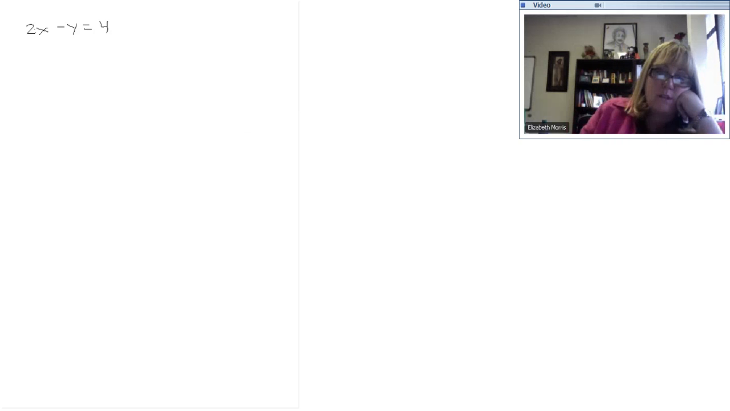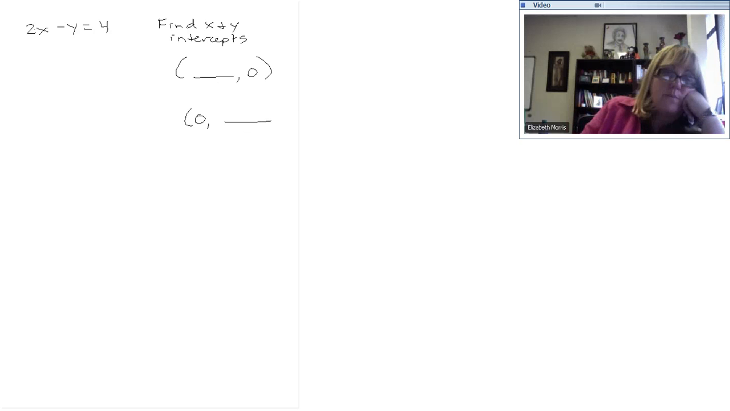All right, let's try one again. Let's do one more like that. If I gave you 2x minus y equals 4 and asked you to find the x and y intercepts, they are saying make y equal to 0 and find x, make x equal to 0 and find y.